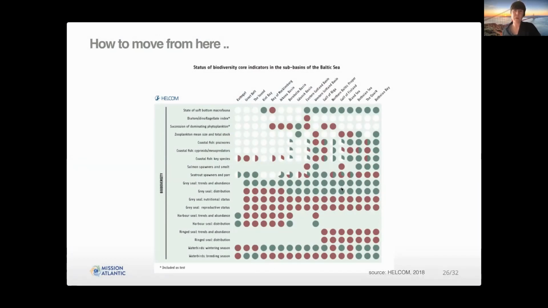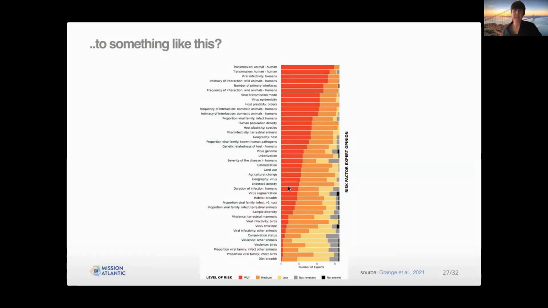And the question is, from here, knowing that the status is bad or good, how likely is it under the given climate and management scenarios? What's the risk to remain in the bad state, or what's the risk to move from a good to a bad state? So I ultimately want something like this for all different indicators, some kind of evaluation, yes, it's likely or it's not likely to deteriorate further, and then maybe even by a number of experts, to also say something about the uncertainty.